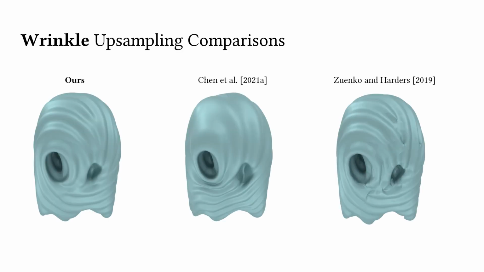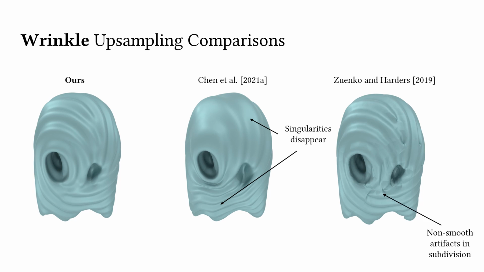Next, we compare our upsampling algorithm against baselines. Chen et al. describe a method for loop upsampling phase and amplitude to achieve wrinkle rendering, but unfortunately, their limit surface misses singularities. Zoenko and Harders also introduce a method for upsampling wrinkles based on interpolation smoothing, but their results introduce non-smooth artifacts.